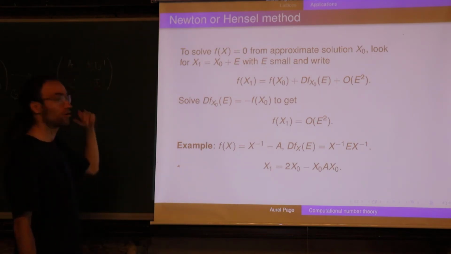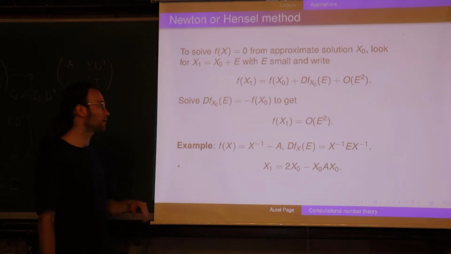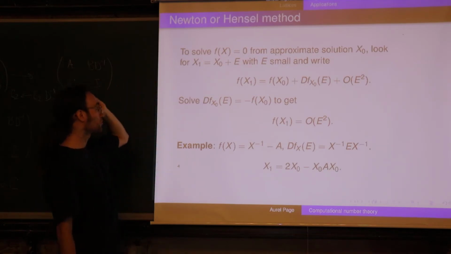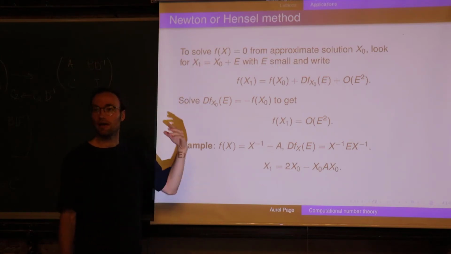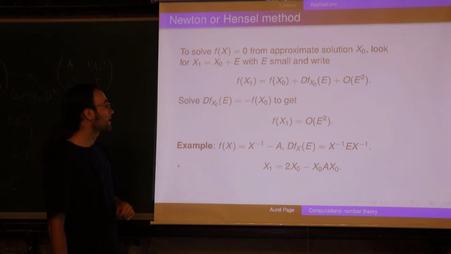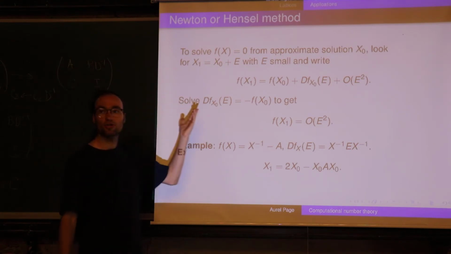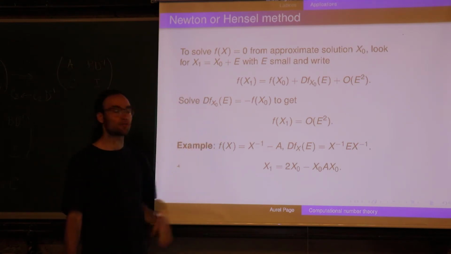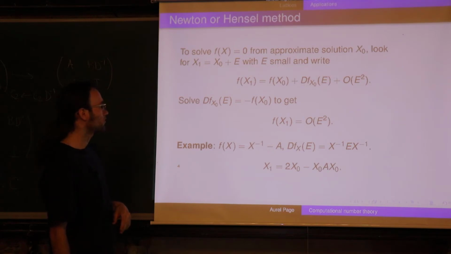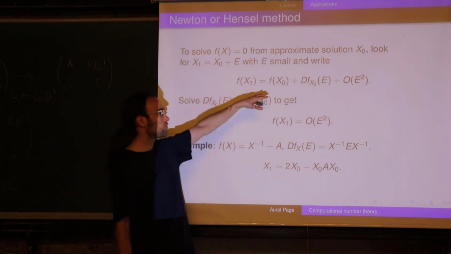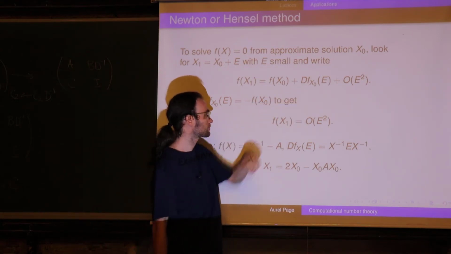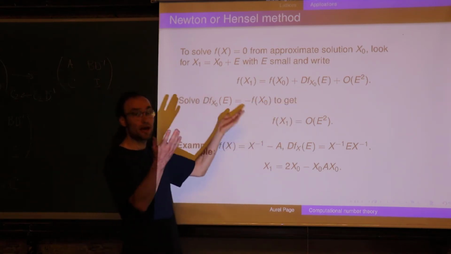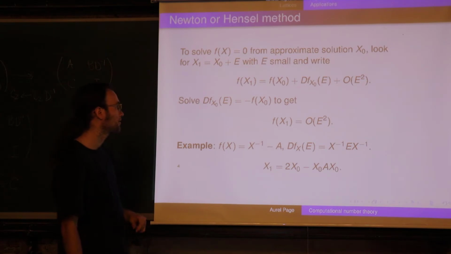Newton's method, or it's called Hensel's method, depending on the context. So you want to solve an equation f of x equals 0, where f is not linear, and you start from an approximate solution, and you want to make it better and better. And for that, you use the first order expansion of f. It will have a differential. It has to have a differential to apply the method.